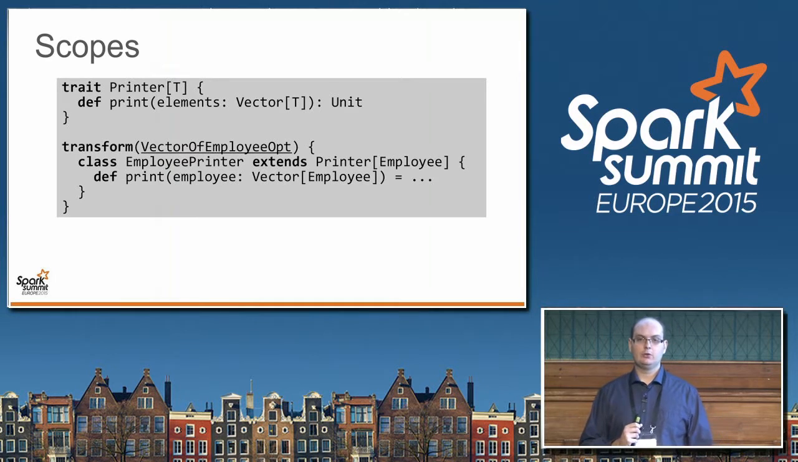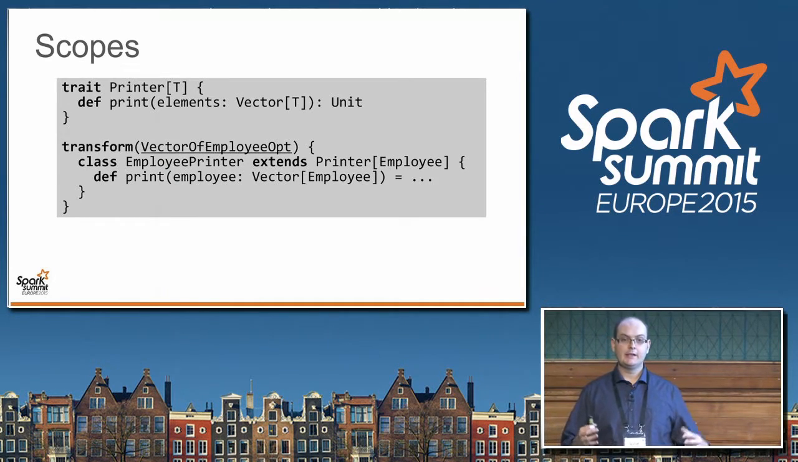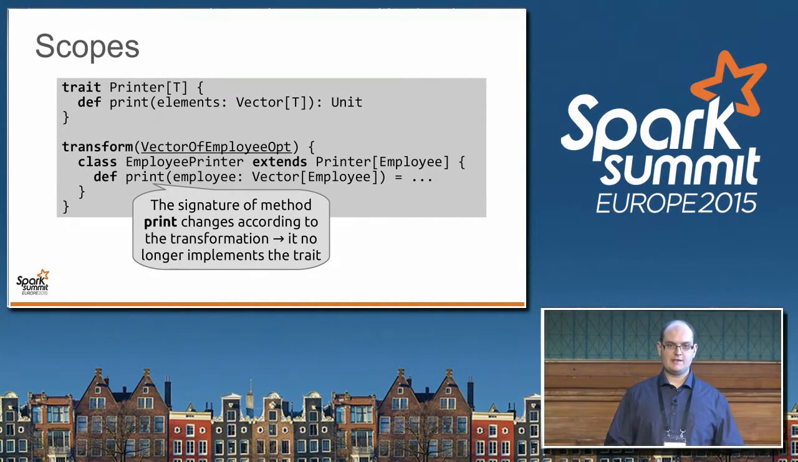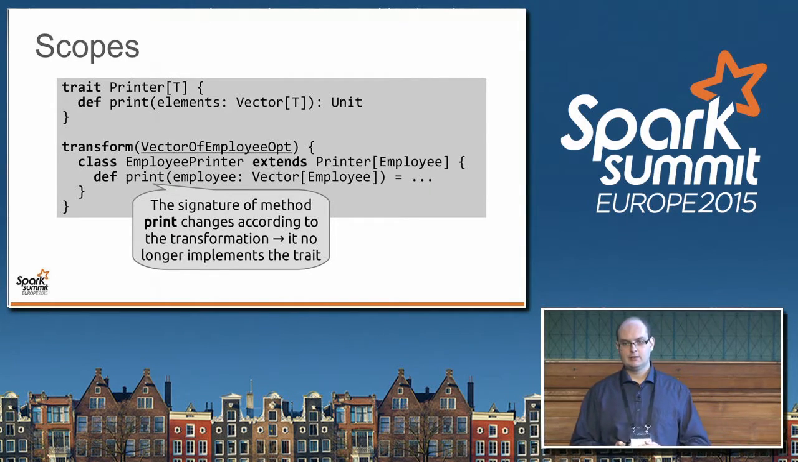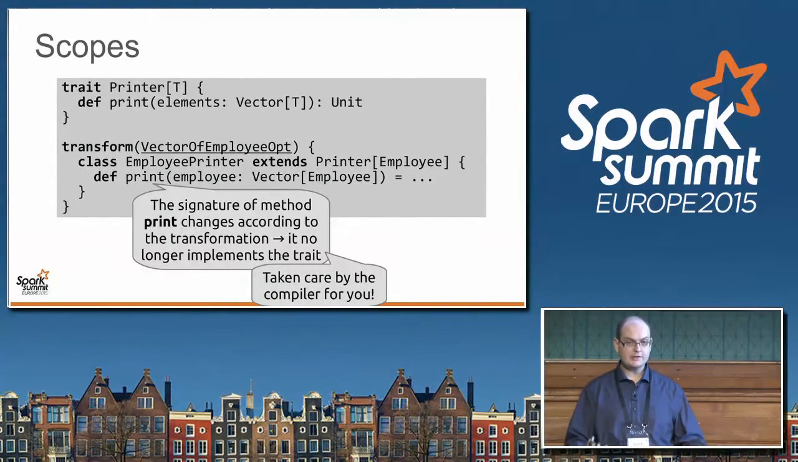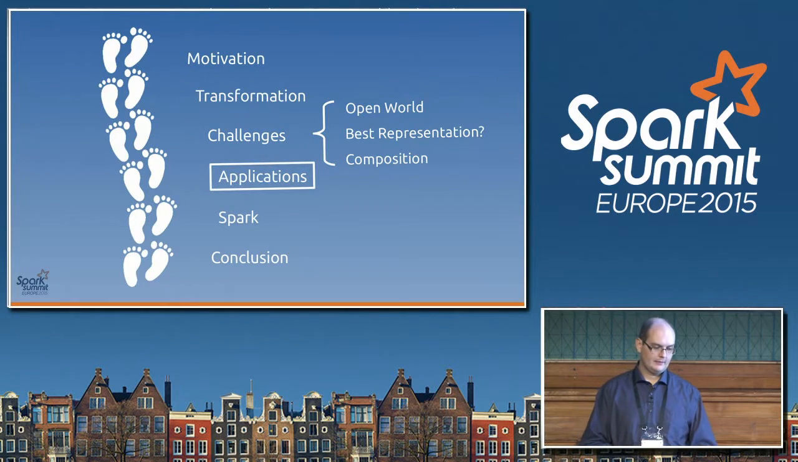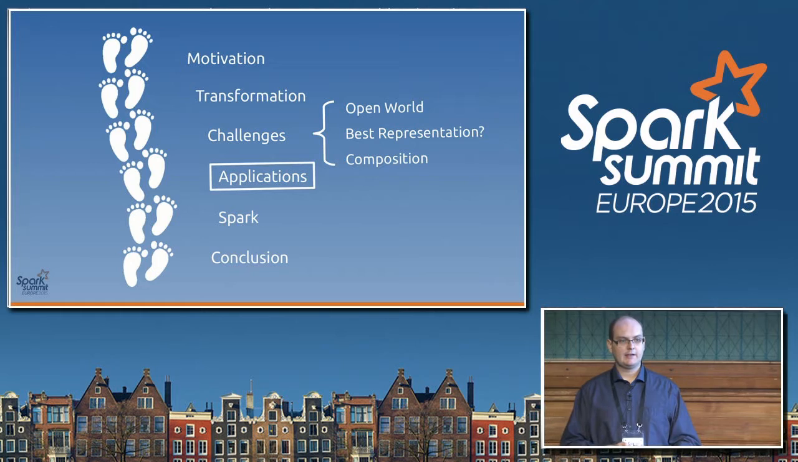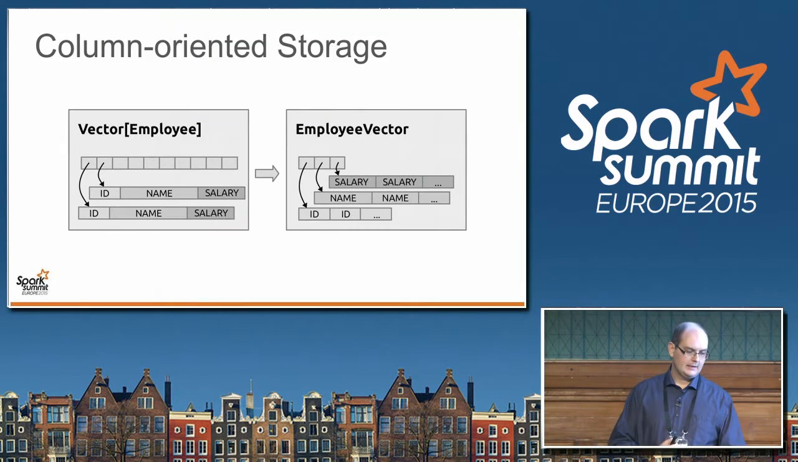What if we wrap this whole employee printer into a scope that transforms its representation? Suddenly, the signature of print changes, and it's no longer implementing the signature in the trait. Wrong. The compiler takes care of all this for you, so you're never going to need to care about these things. You just define the transformation, that's all. Let's look at some applications now before we move on to Spark and see exactly how this could help Spark.